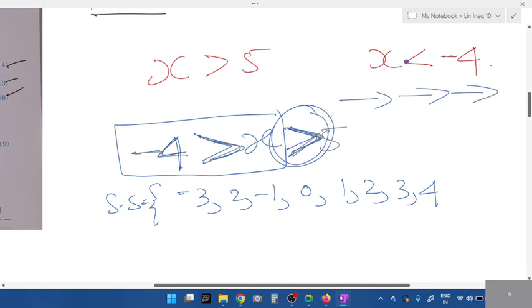Right hand side. What do you mean by this? X is greater than 5. So you shouldn't stop till 5. It is going towards right, it is greater. So it goes on 5, 6.